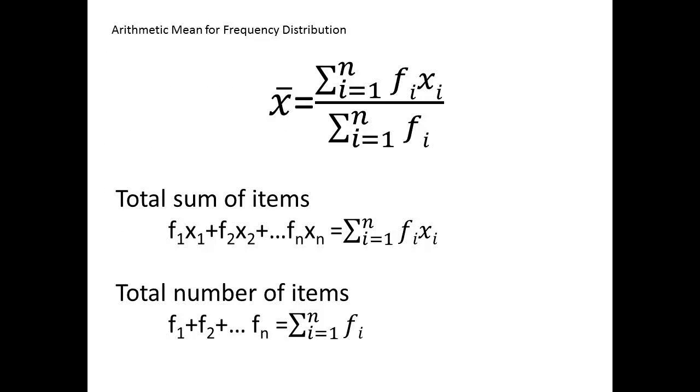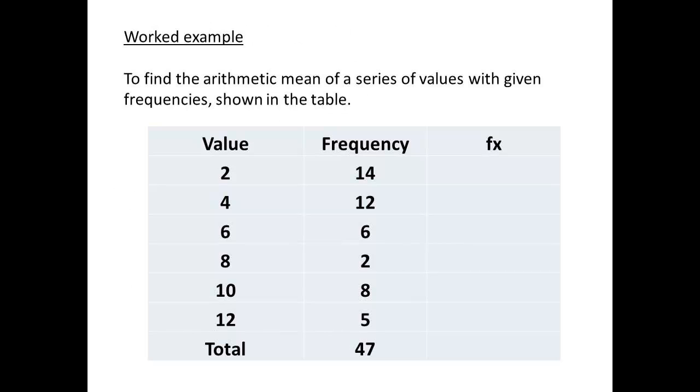To find the arithmetic mean when we consider frequencies, the idea remains the same. We divide the sum of the items by the number of items. In notational form, we express this as x bar is equal to sigma fi xi divided by sigma fi. Sigma fi xi is f1 x1 plus f2 x2 through to fn xn. Sigma fi is f1 plus f2 through to fn. We will look at an example.